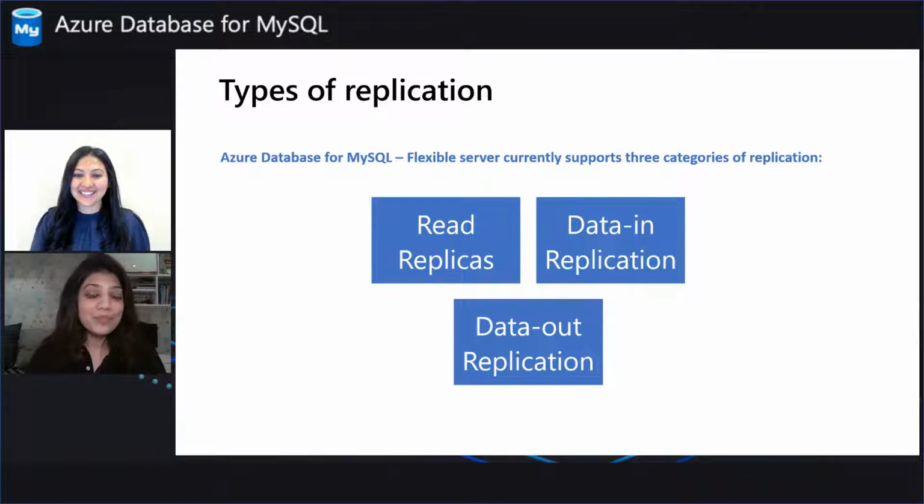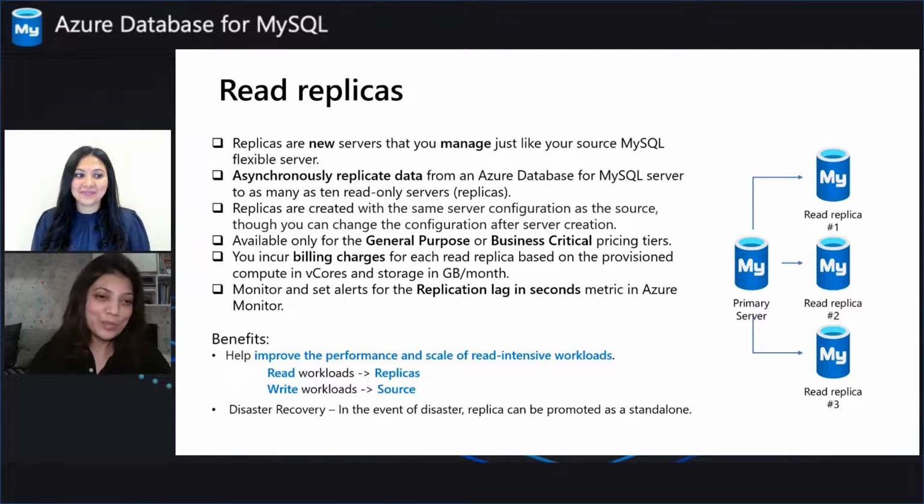Great. So, double-clicking, I would like to highlight, just the way you mentioned, Shreya, there is always some confusion around the possible modes or categories of replication offered or supported by the managed service. In the case of Azure Database for MySQL Flexible Server, we broadly support three categories of replication: read replicas, data-in replication, and data-out replication. We would like to talk about all three in detail one by one, but broadly, those are the categories of replication that we support.